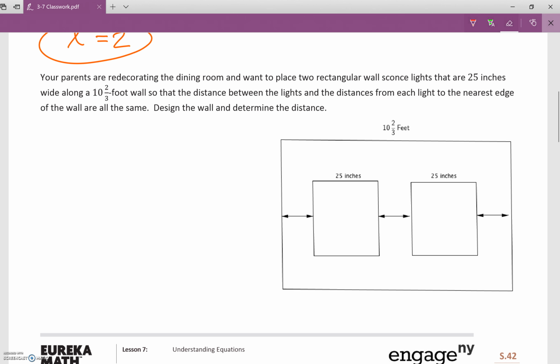So hopefully everybody here knows that a foot is 12 inches. 1 foot equals 12 inches. I'm going to set this one up for you guys, and then you should be able to solve it. So if we have 10 feet, that is 10 feet times 12 inches, 120 inches, and then 2/3 of a foot. Well, a foot is 12 inches.